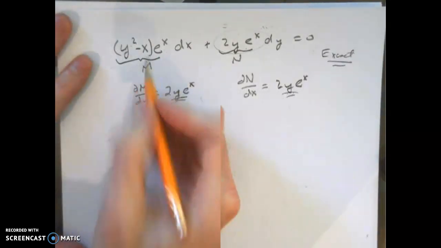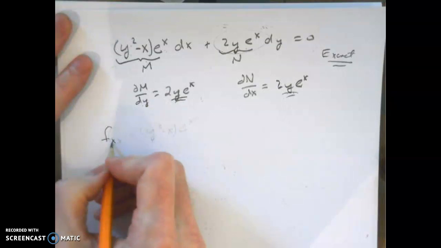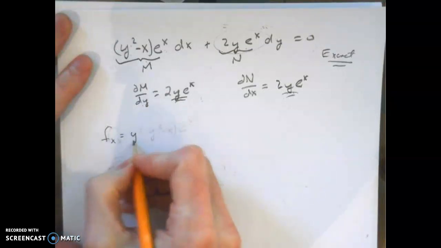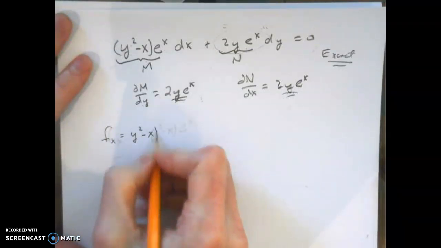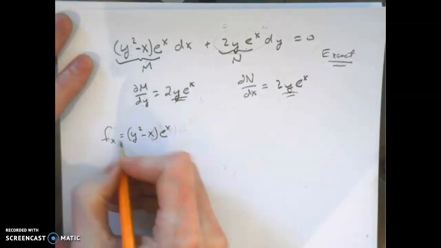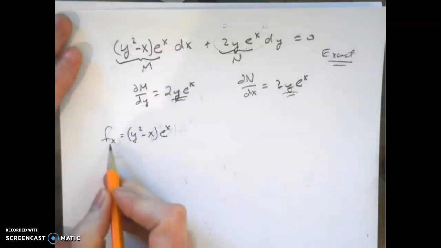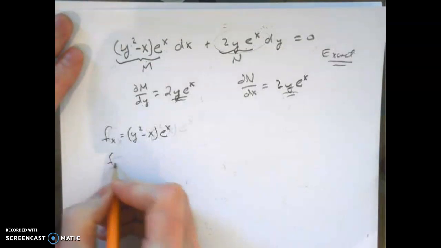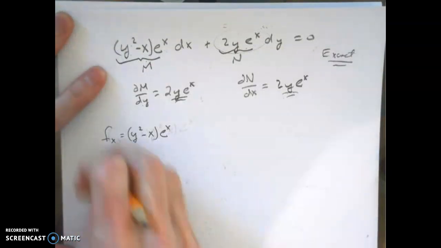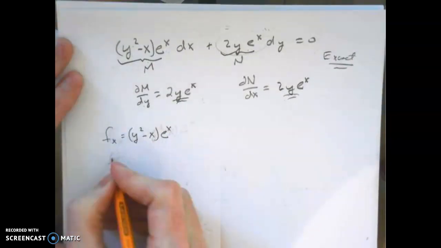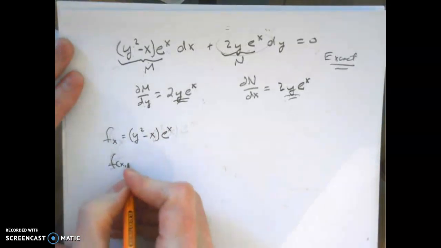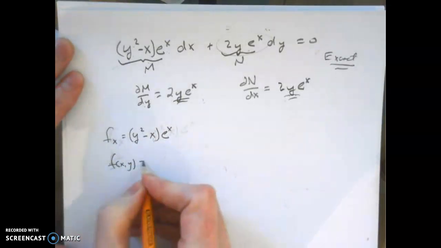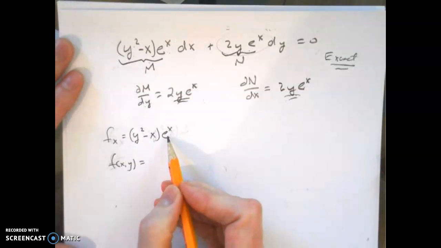So this thing is our x derivative. So our f_x is equal to y squared minus x e to the x. Now I'm going to take the antiderivative with respect to x. That's going to be my potential function, f of x, y. Antiderivative with respect to x.